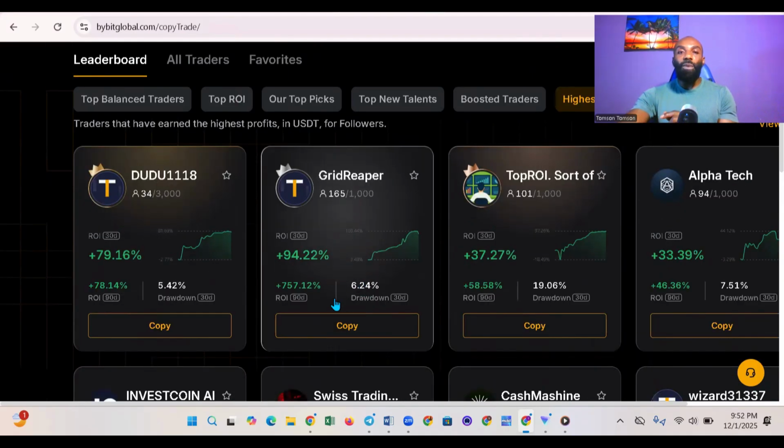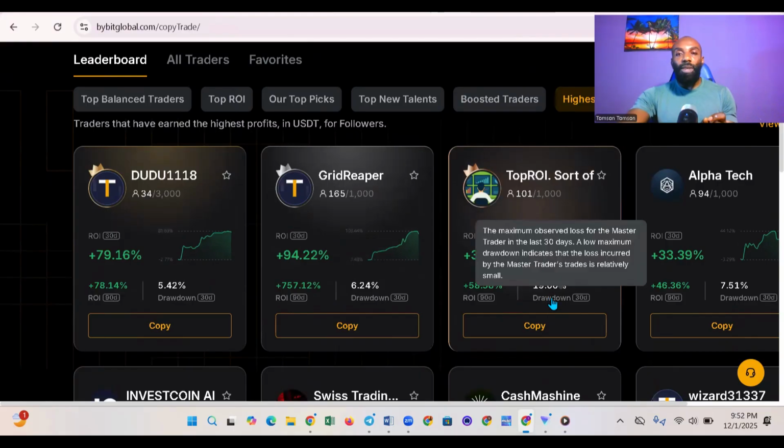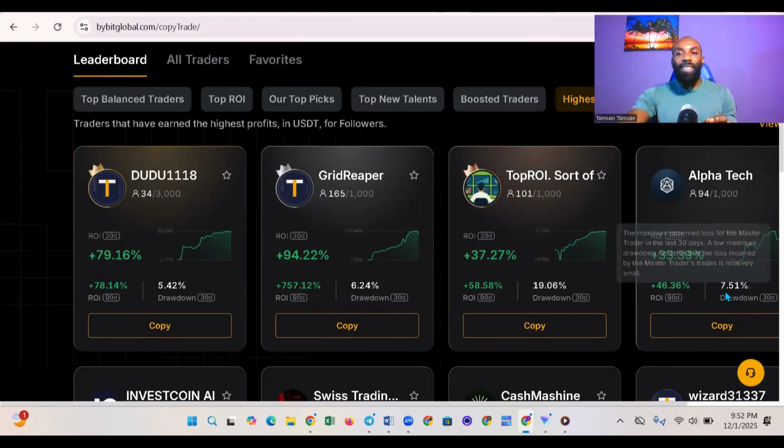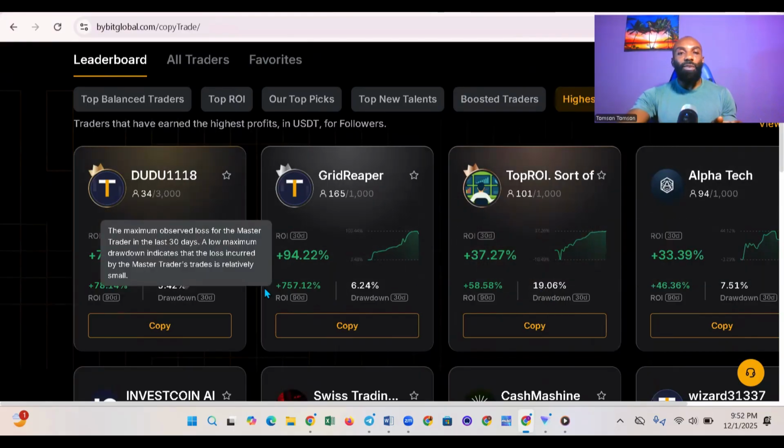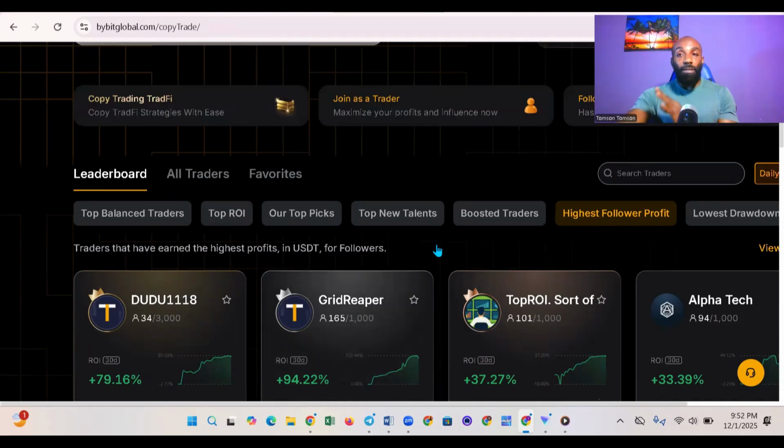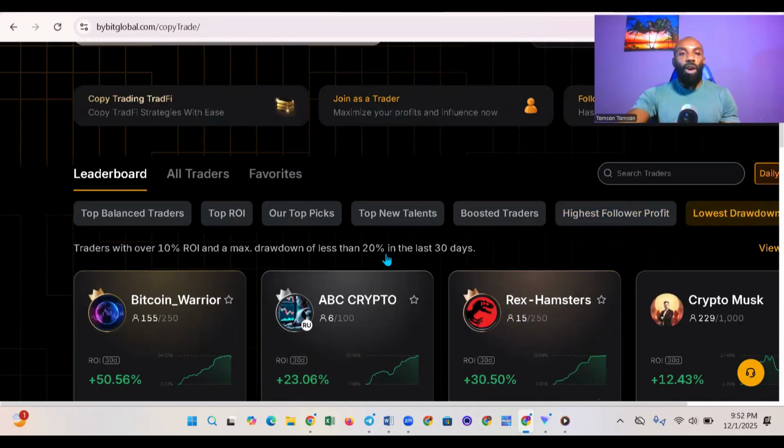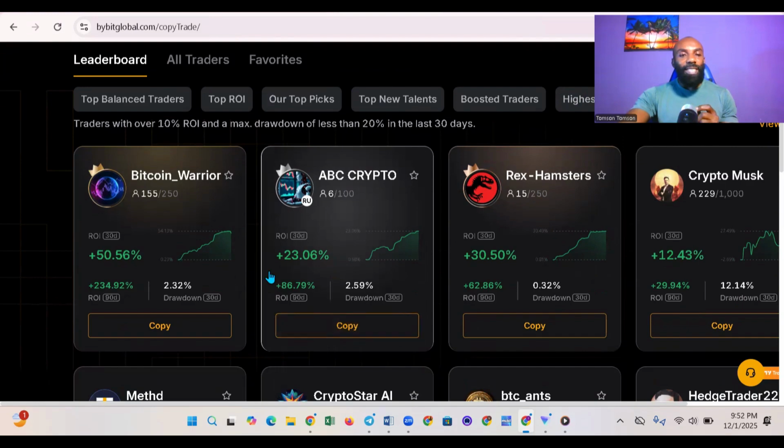But at the same time, sometimes when you look at their drawdown, you can see 19% here, you can see 7%, 5%, and all that, okay? But like I rightly said from my experience, we're going to be going with this lowest drawdown. So let's click on this lowest drawdown. Now, if we click on this lowest drawdown, you can see their drawdown.